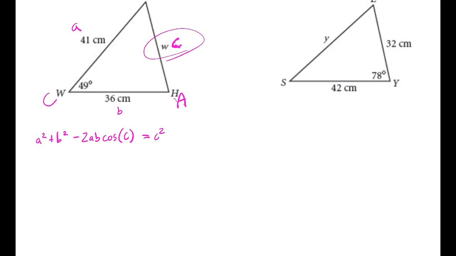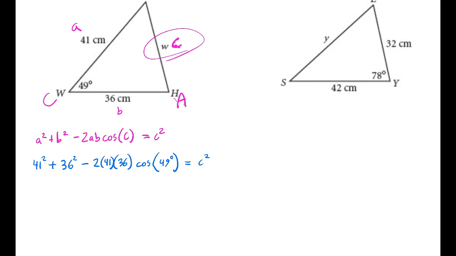Okay, so let's plug it in. So a squared, that's 41 squared, plus b squared, 36 squared, minus 2 times 41 times 36 times the cosine of angle C, which is 49 degrees, equals c squared.